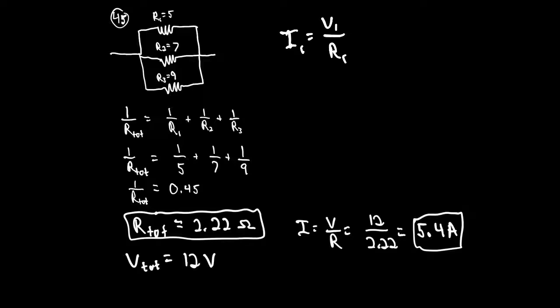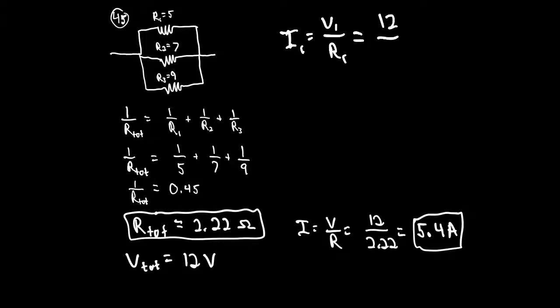If you're connected in parallel, then the voltage stays the same. Because I have 12 volts here, I go back to my original circuit. They're all connected in parallel. Each one of those gets all 12 volts. So V1 is 12, V2 is 12, V3 is 12. If I know all the voltages, I know all the resistances, I can get all those currents.